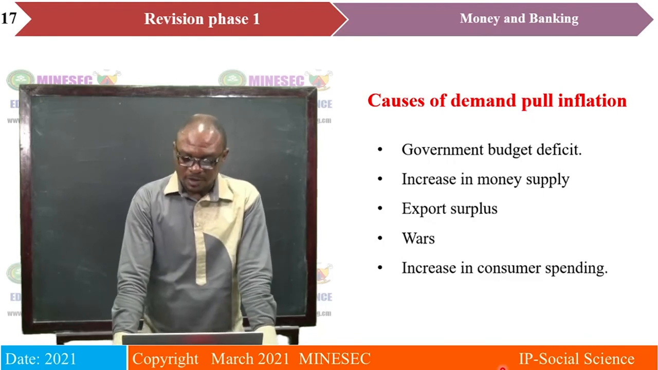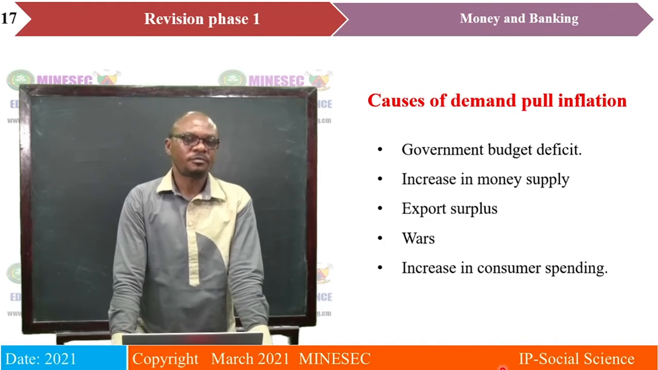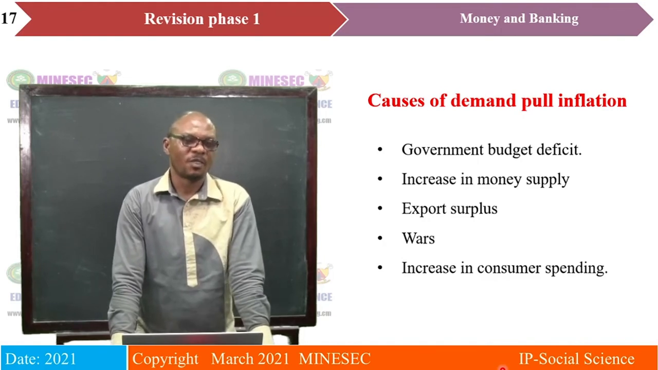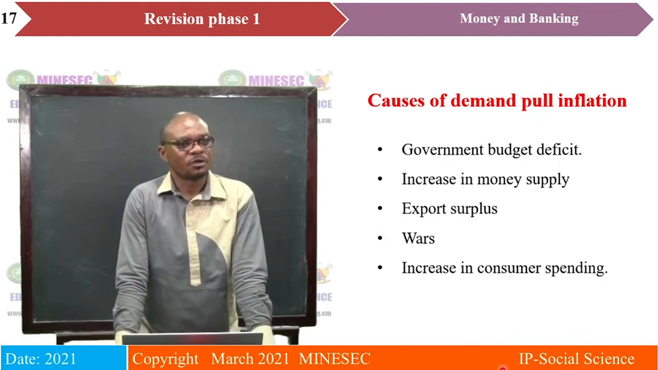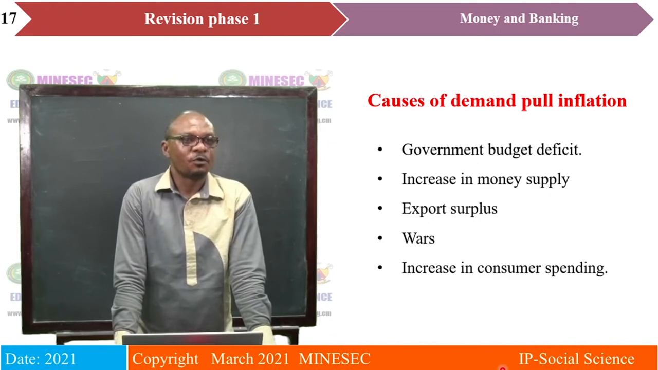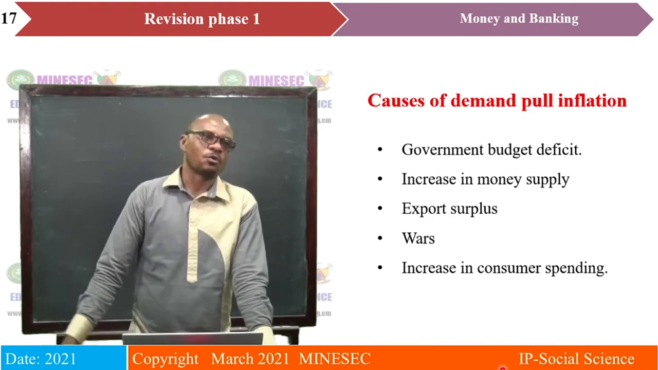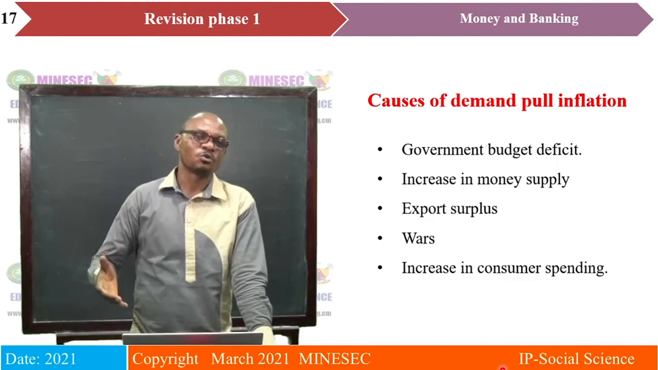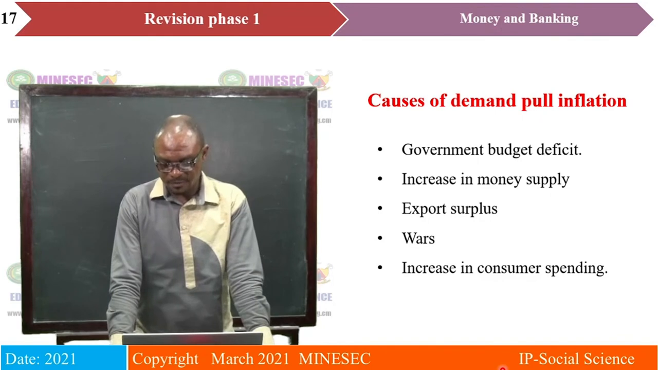Another factor that will cause demand pull inflation is wars. When there is a war, resources will certainly be diverted towards the production of arms, and that will mean that the production of consumer goods will fall. And so demand for the consumer goods will exceed supply, causing price level to rise.